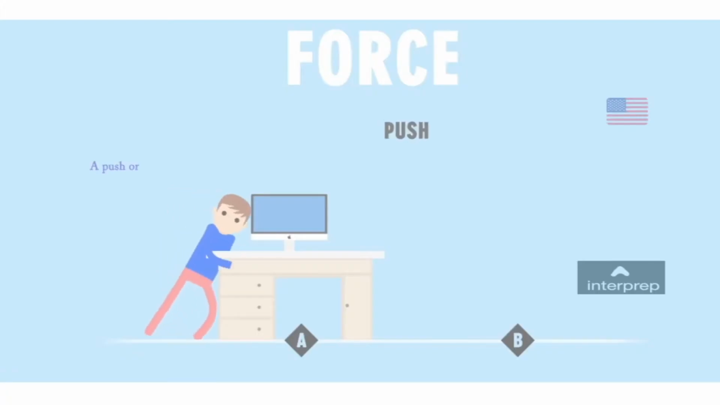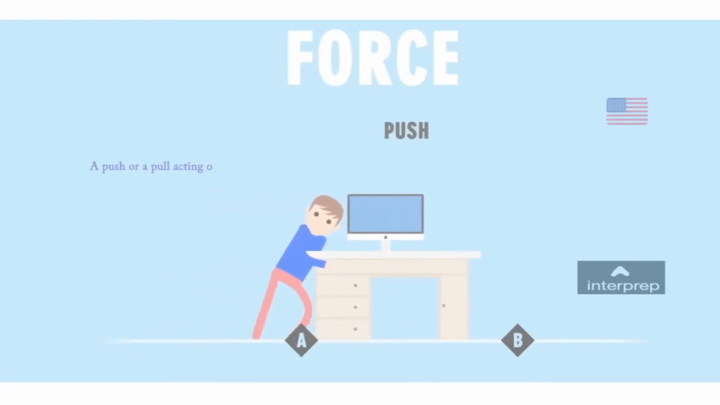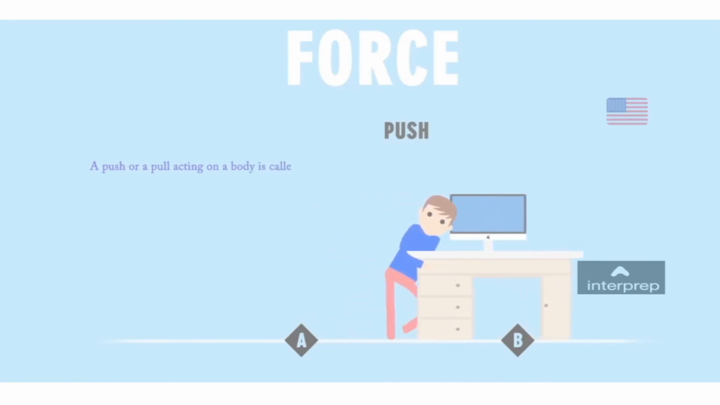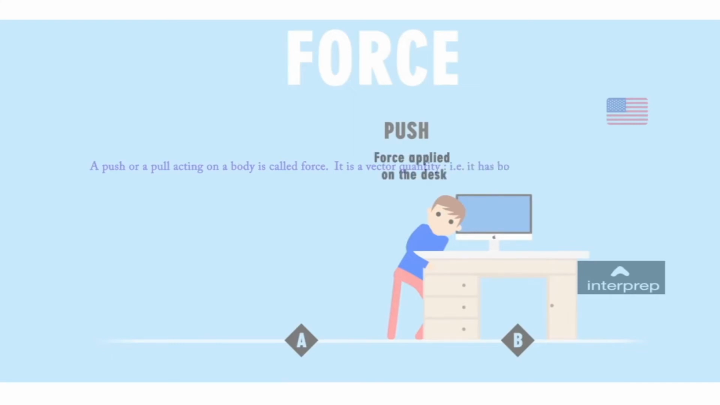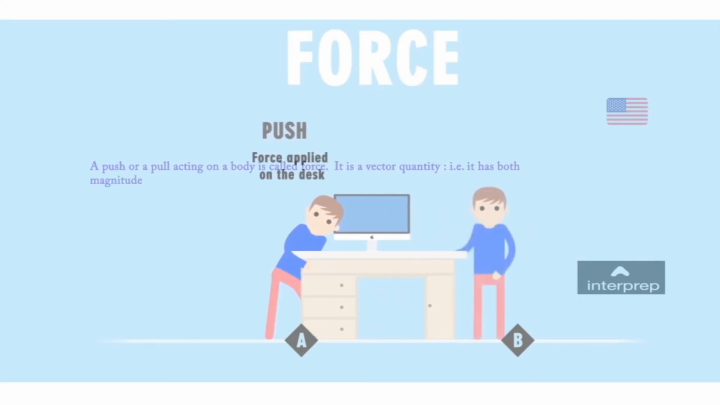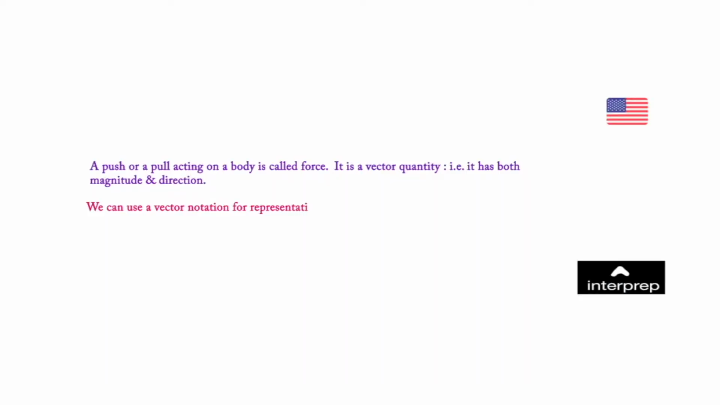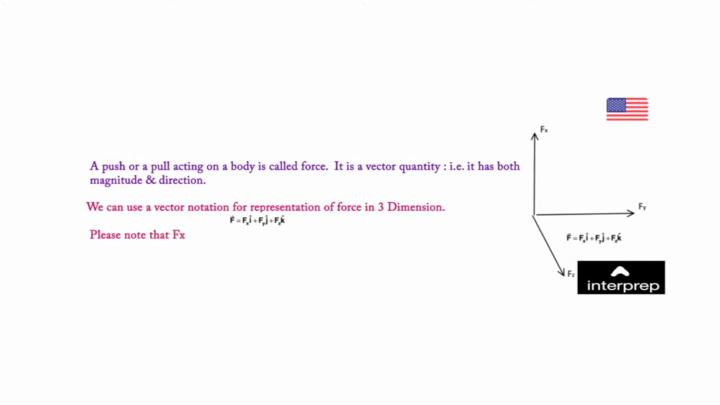A push or a pull, acting on a body is called force. It is a vector quantity, that is, it has both magnitude and direction. We can use a vector notation for representation of force in 3-dimension. Please note that Fx, Fy and Fz represent the x, y and z components of the force F.